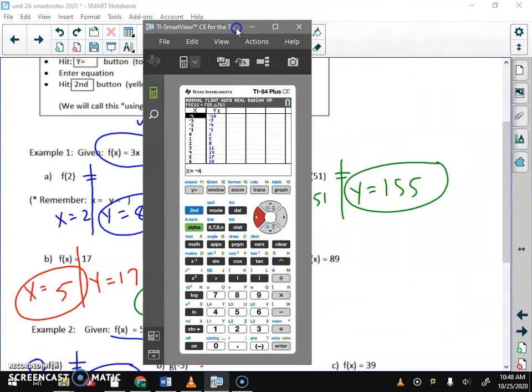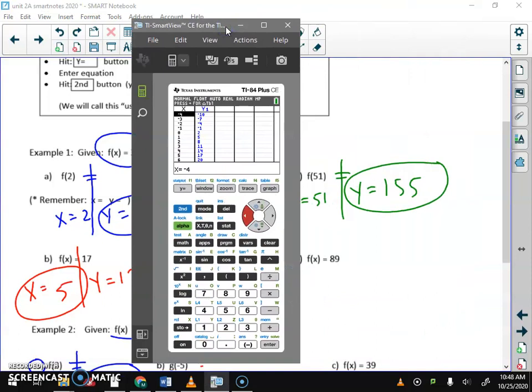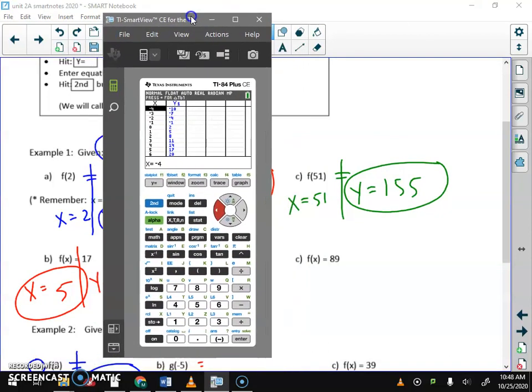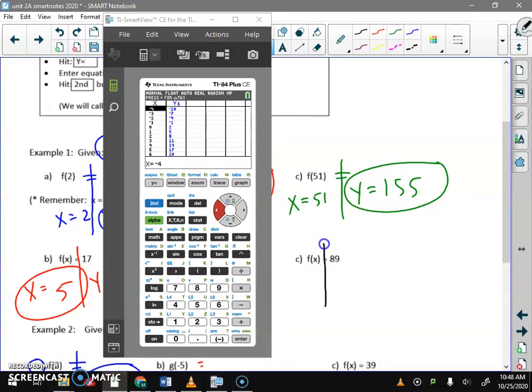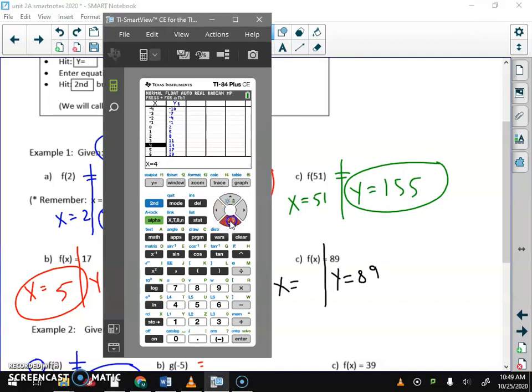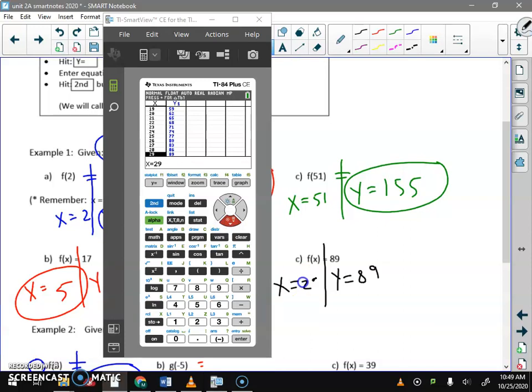And let's do letter C. 89, big number. We can do this though. Draw our great wall. Y equals 89. What's x? Scroll down. Shouldn't take us too long, I don't think, to get to 89. There it is. X equals 29. Don't forget to circle the one that you found.